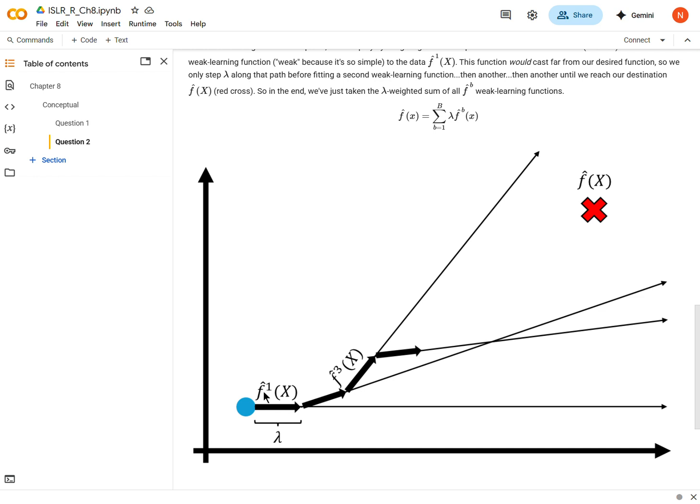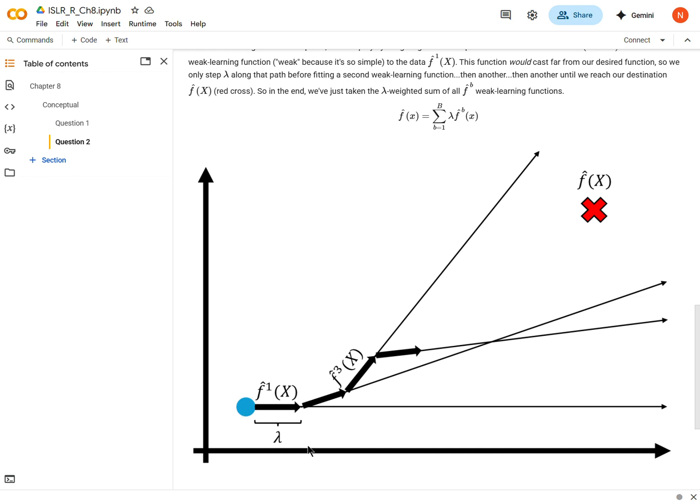First we fit a weak learning algorithm to that, and we're going to call it f hat 1. It's a weak learner because maybe it's only using one of the possible variables. There's more information that it could use, but it's only using a subset of that, so its predictions aren't going to be that good. If we just used f hat 1 as our estimate of our ultimate function up here, it's going to cast us roughly in an okay direction, but way far away from where we want to be, and we know that.